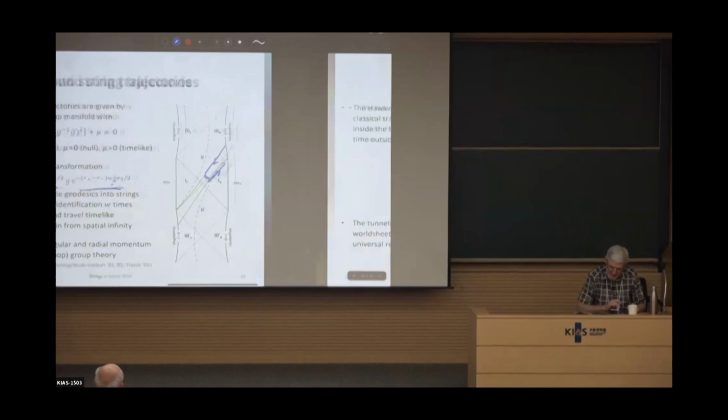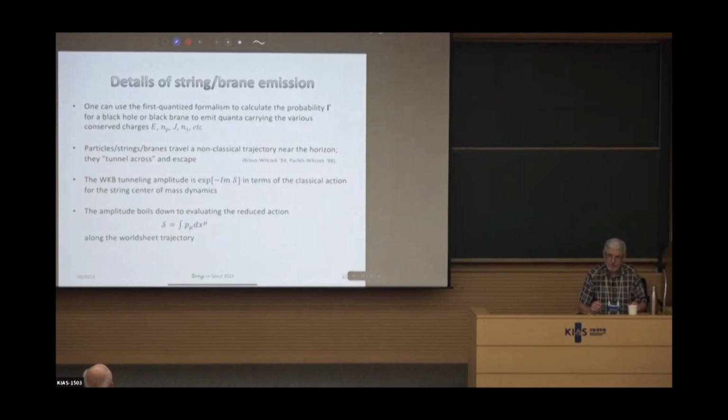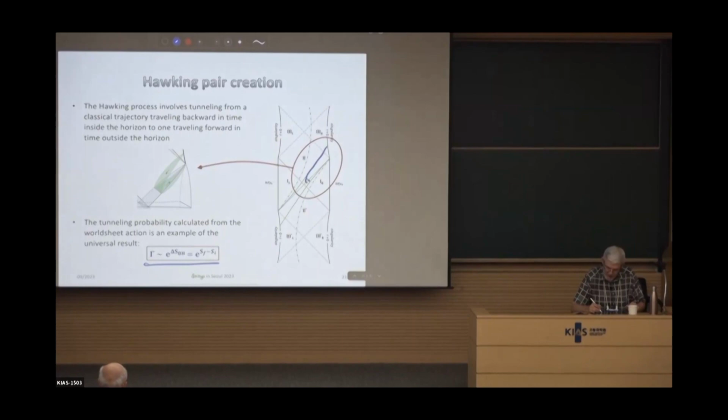And there's a very pretty calculation that I adapted due to Krauss and Wilczek from the mid-90s that results in the emission rate being exponential in the change of the entropy of the black hole during the emission process. The way that happens is that if you're looking at this process, all of the heavy lifting is the piece of the process near the horizon where you go off this classical trajectory and hop onto another classical trajectory going outside the horizon.